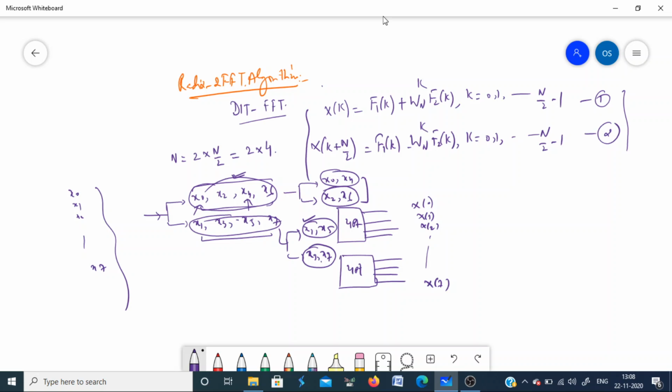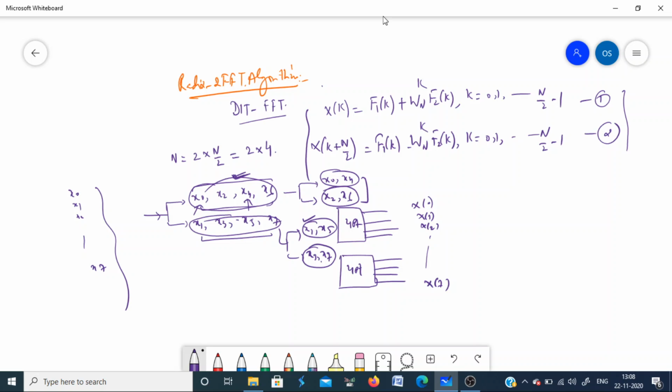But the inputs you are basically decimating in time. This is why it is called the decimation in time algorithm. Decimation is a terminology which is used in multi-rate signal processing when you reduce the sampling rate. The sampling rate is reduced to half because you discard half of the samples, so you decimate by 2.